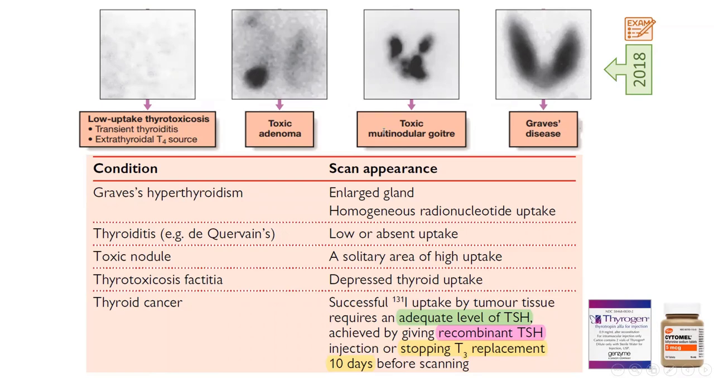Yes, Dr. Khaled Wafiq asks, when to stop Eltroxine and carbimazole? As you mentioned a few minutes ago, Eltroxine must be stopped about 3 to 5 weeks before the scanning, and carbimazole needs to be stopped 3 to 7 days before the scanning.